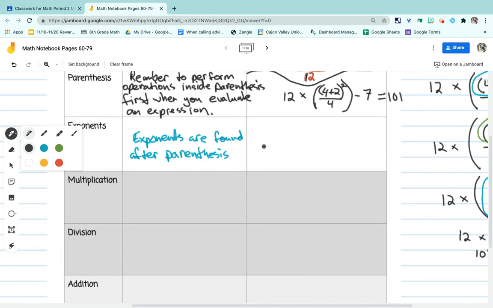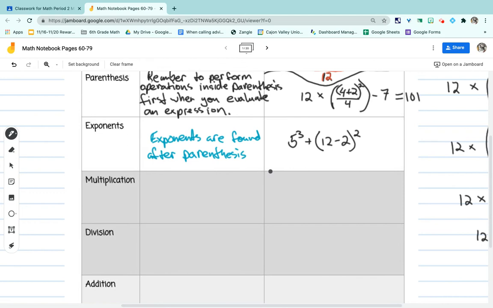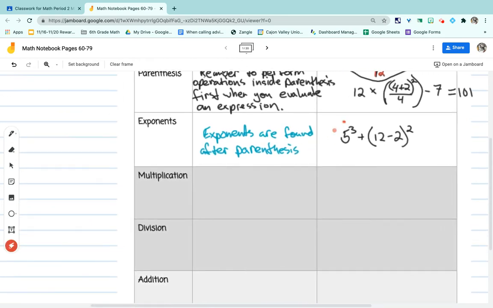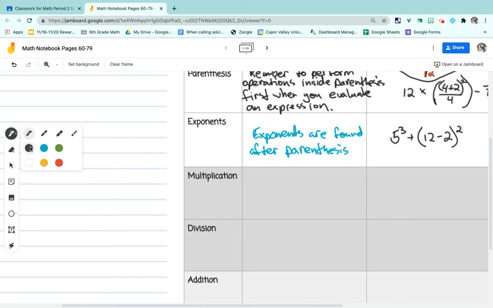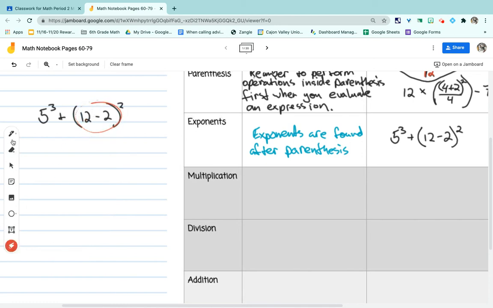Okay, let's see. I believe this is 5 to the third power plus (12 minus 2) to the second power. All right, so exponents are found after parentheses, and we have two numbers with exponents. We have 5 to the third, and we have this parentheses with an exponent there. So let's follow the order of operations and solve this one over on this side. 5 to the third plus (12 minus 2) to the power of 2. So first thing we do is find what's inside the parentheses. We solve for what's inside the parentheses. So I'm looking at this 12 minus 2. That's what I'm going to do first. So I'll circle that.